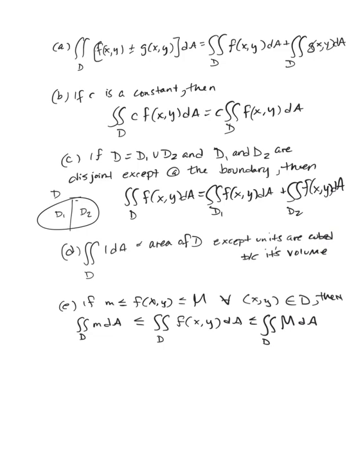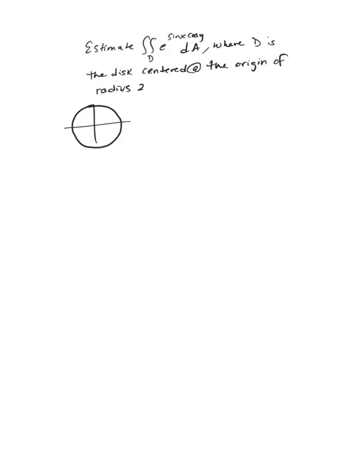Okay, let me pause and write up an example. All right, let's look at the last problem in the set of lecture notes. So we're estimating the volume under the surface e to the sine x cosine y over the disk centered at the origin of radius 2. As you know, this area is equal to pi r squared, so that's just equal to 4 pi.